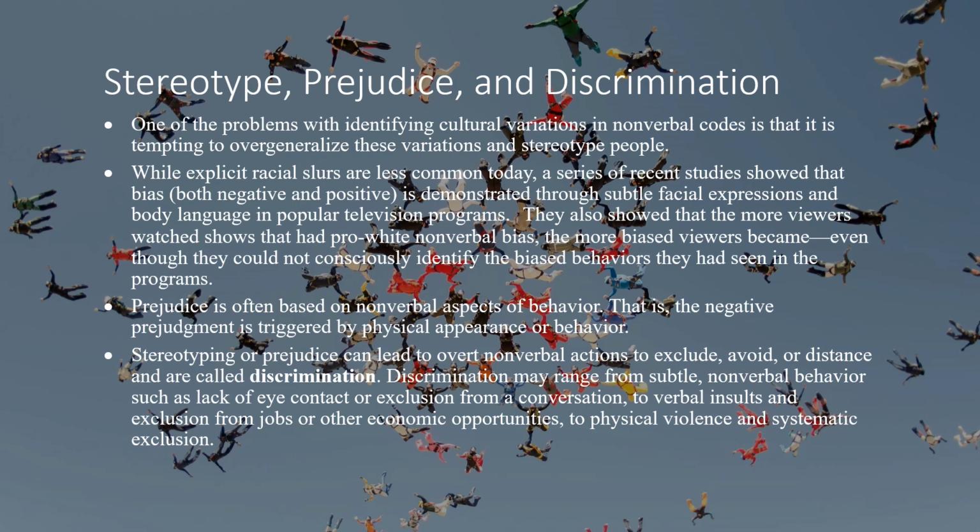The trick is not that we're not going to notice that difference, because we're going to notice that difference. The trick is that we have to be aware that our recognition of that difference does not lead to stereotyping and then ultimately to discrimination. So stereotyping or prejudice can lead to overt nonverbal actions to exclude, avoid, or distance. That's called discrimination. When prejudice and stereotyping lead to some kind of nonverbal or verbal action that is exclusive, then that's discrimination.